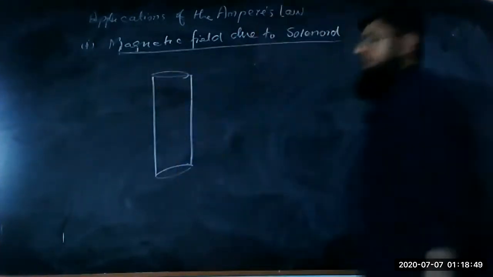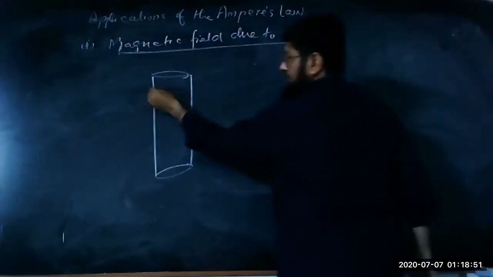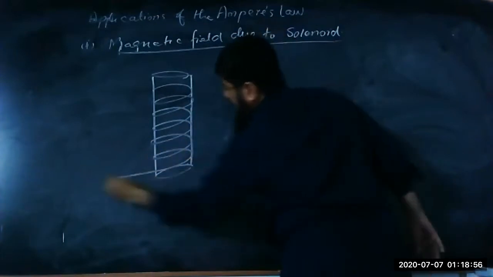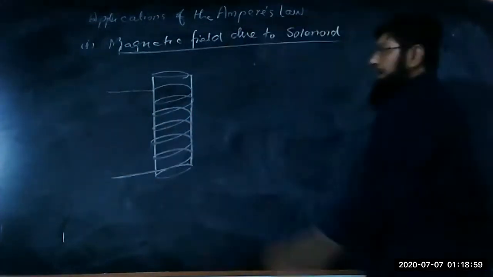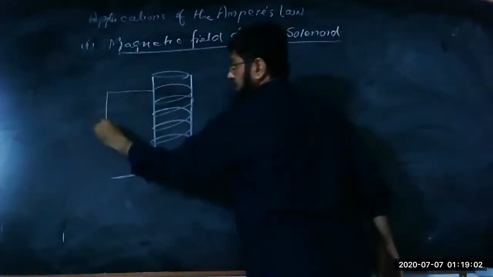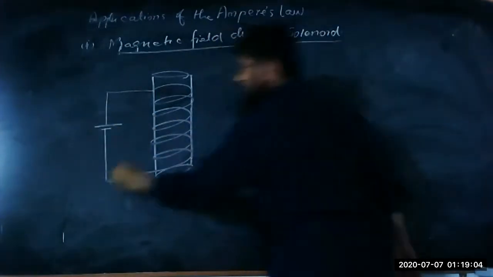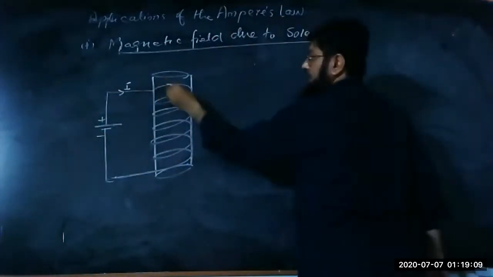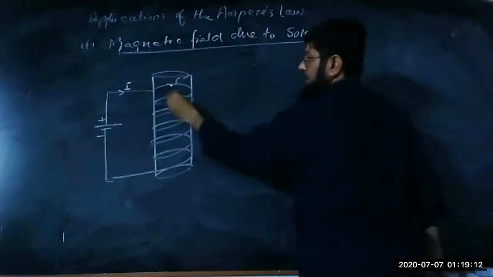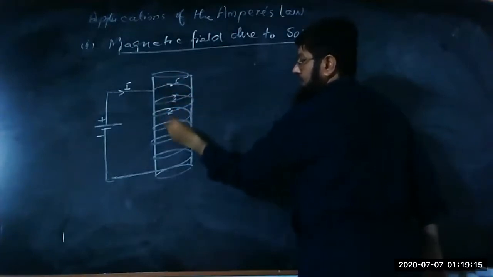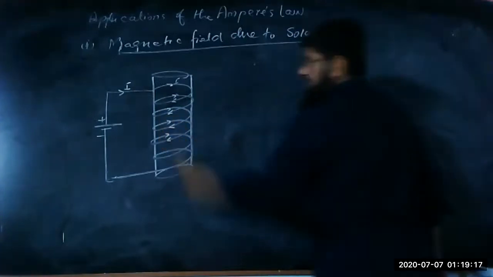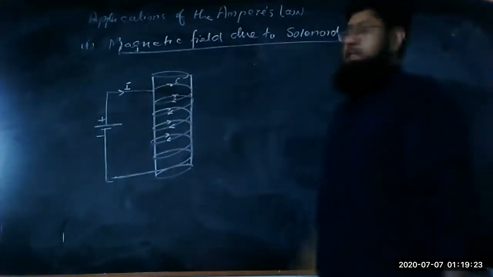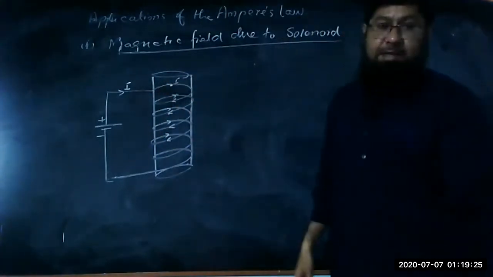Over this coil I wind a wire, so this is the winding of the wire over the coil. If we connect a battery to this coil as a current source, this positive and this negative, the current will flow in the coil in this direction. So when the current is flowing in the coil, as a result, the magnetic field is produced.